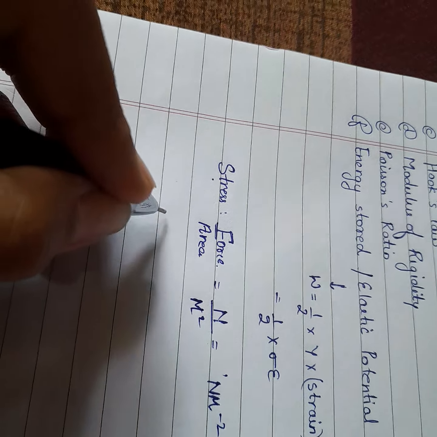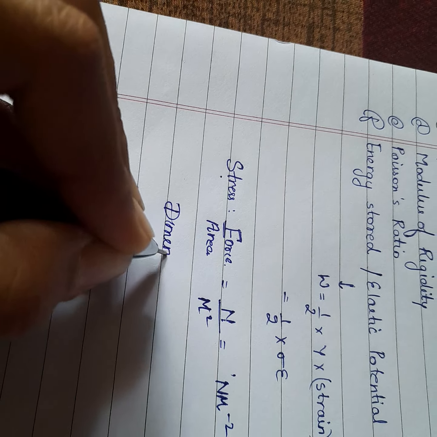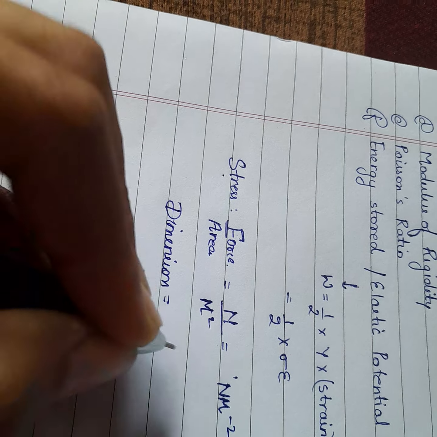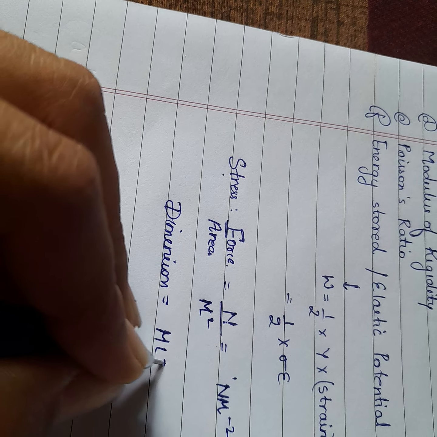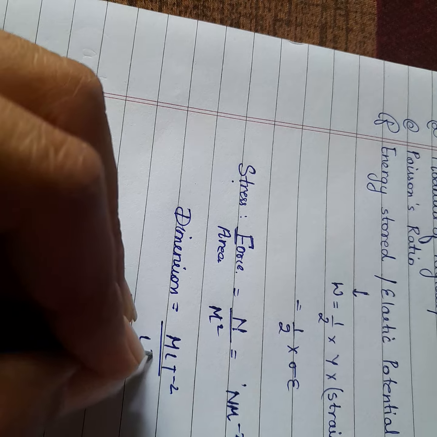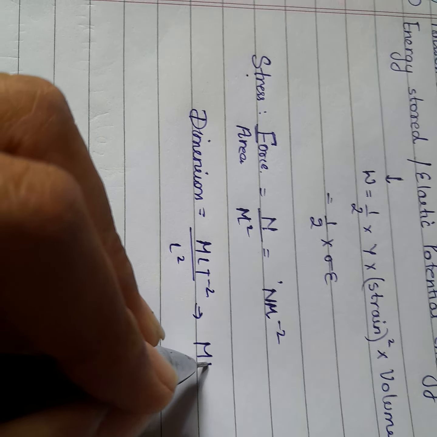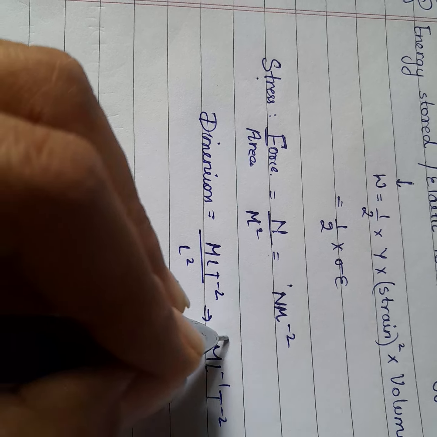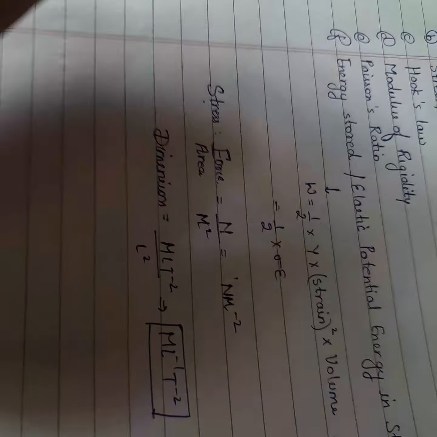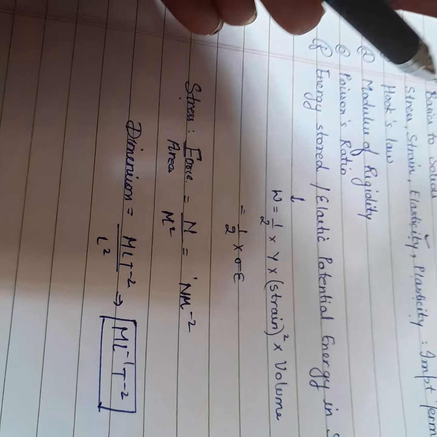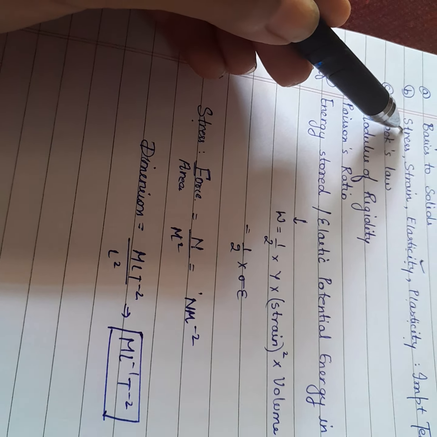After that, what is the dimension of force? The dimension of force is m l t minus 2, upon L square. So after getting the dimension, we say that m l minus 1 t minus 2 is the dimension of stress. I hope the second terminology, stress, is clear to you all.